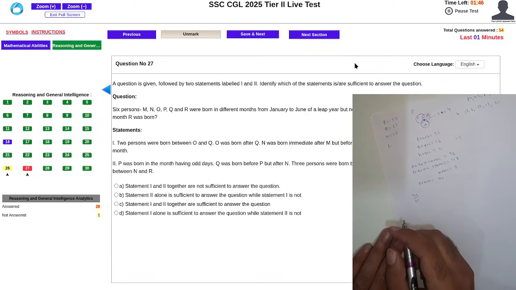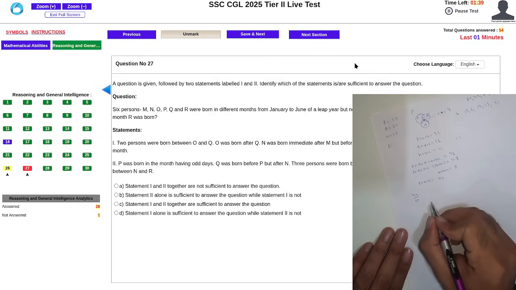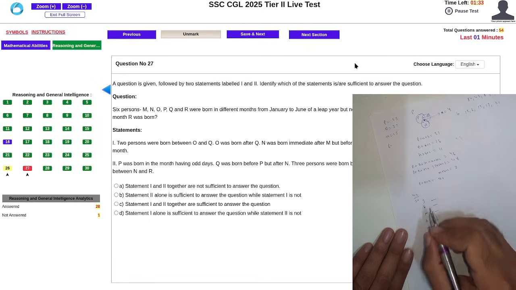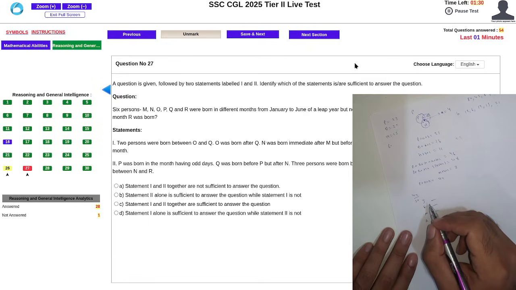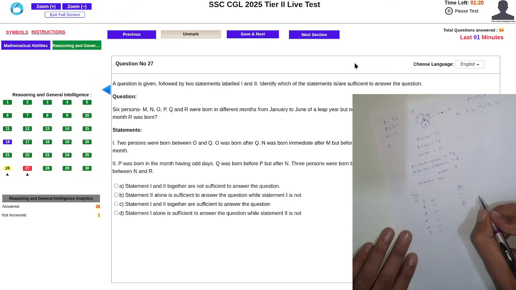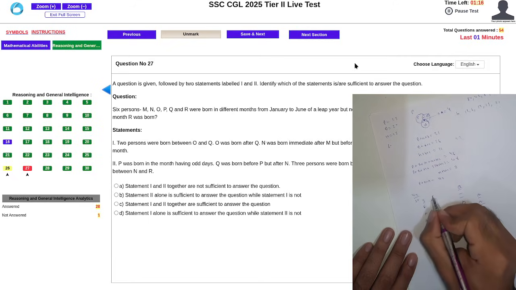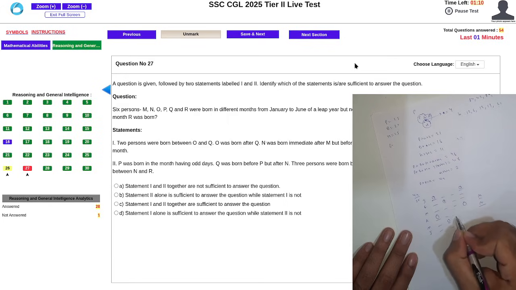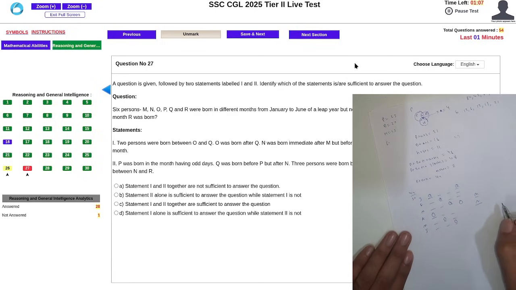6% are born in different months from January to June of a leap year, but not necessarily in the same order. 1 2 3 4 5 6 जनवरी फरवरी मार्च अप्रैल मई जून। 2% are born between O and Q. O was born after Q. Q dash dash O. Again was born immediately after M but before M and Q dash dash O. Q dash dash O. ठीक है, N was born but before M, R से पहले M N R.